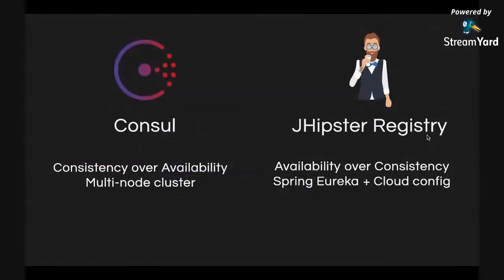So what is the difference between Consul and JHipster registry? The main difference between those two service registries is that Consul runs an agent on every microservice that you're running, and it provides consistency over availability. On the other hand, JHipster registry provides availability over consistency, which means the registry is running on a single node and all the applications will come and connect to that application. While in terms of Consul, every application has a chunk of agent which is running, which helps to run the entire application.